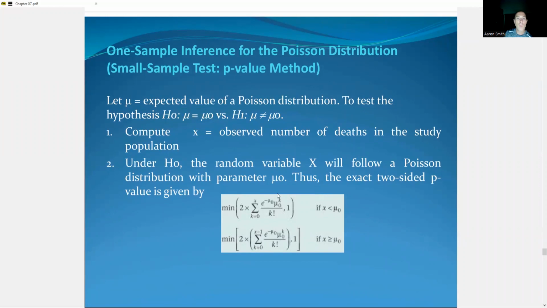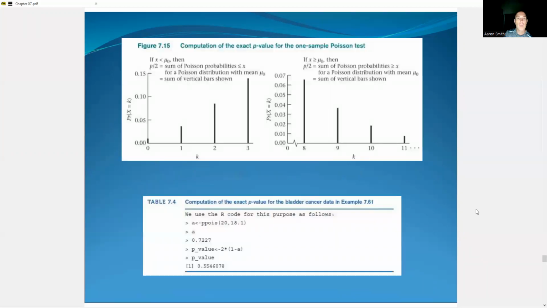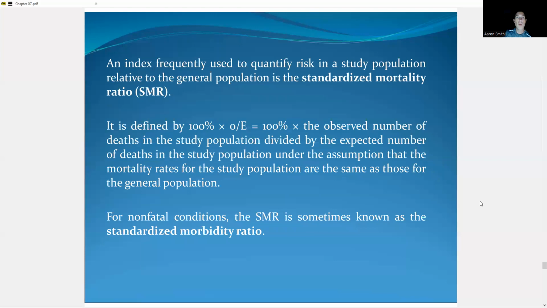Here's just how we will crunch this out. Get our p-value. And here's a pPoisson. Do the calculation for us. R makes this kind of thing really, really easy.